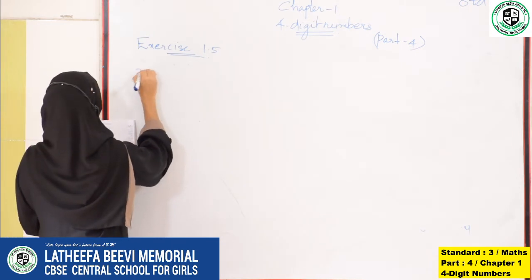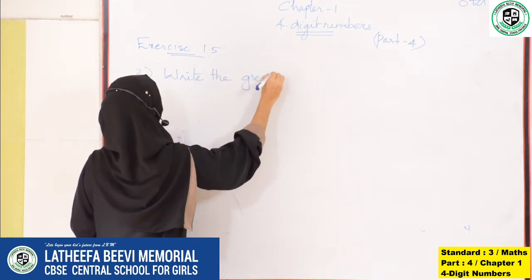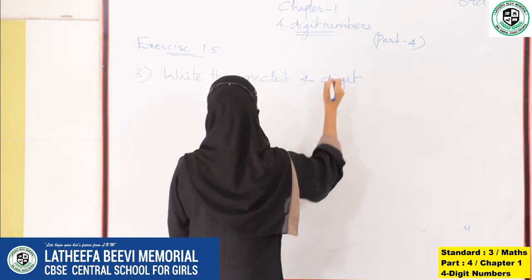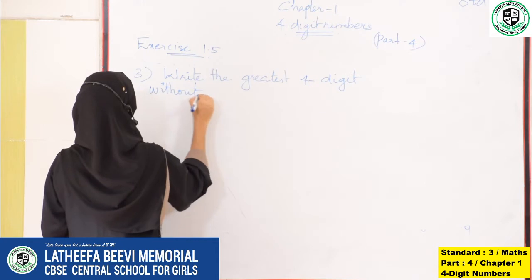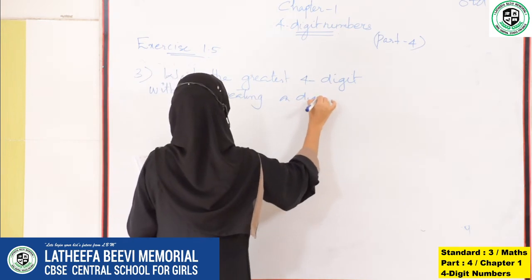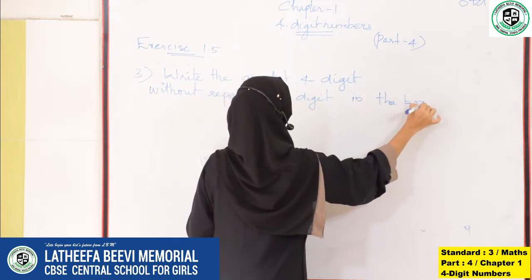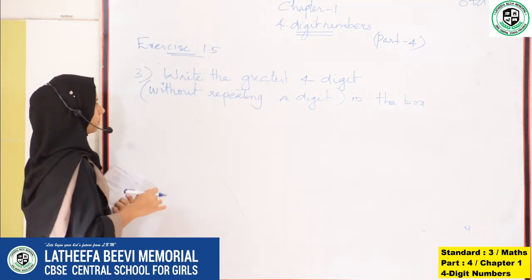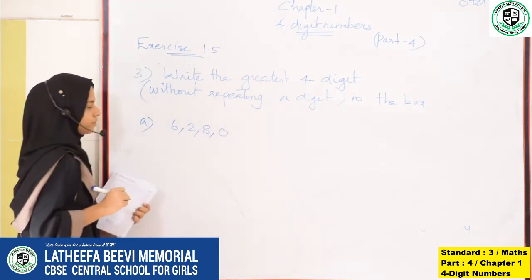Next, question number 3. Write the greatest four-digit number without repeating a digit in the box. First question. Four digits they have given for you.